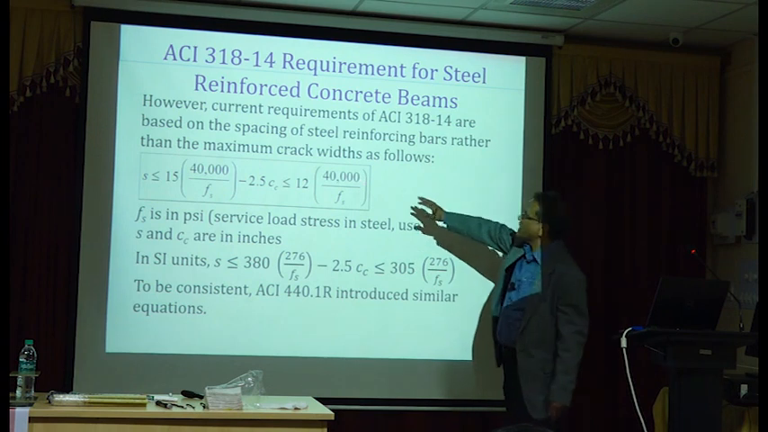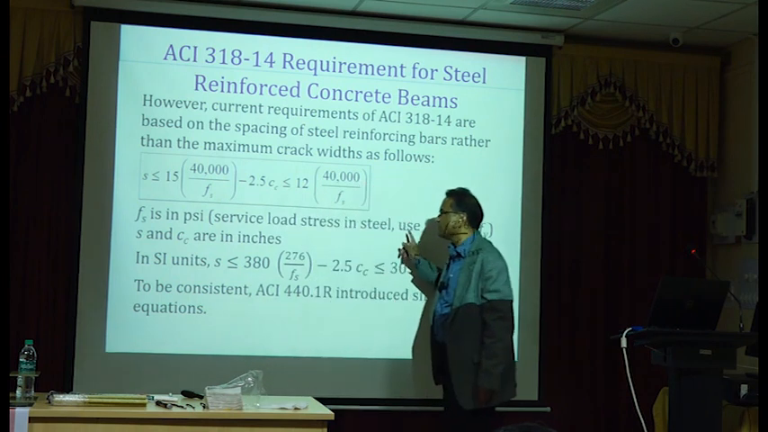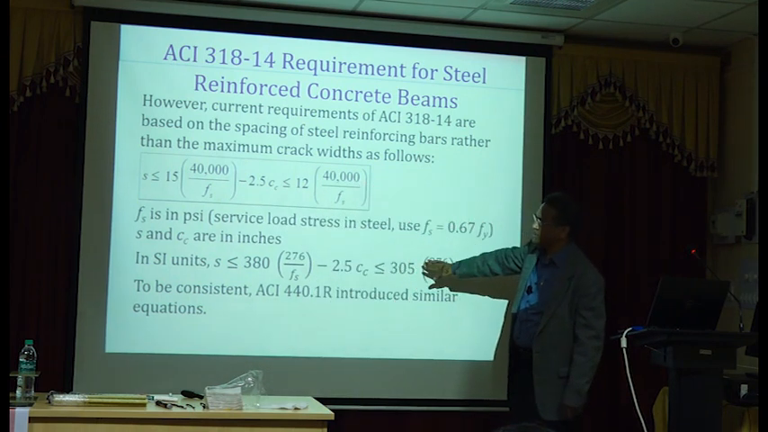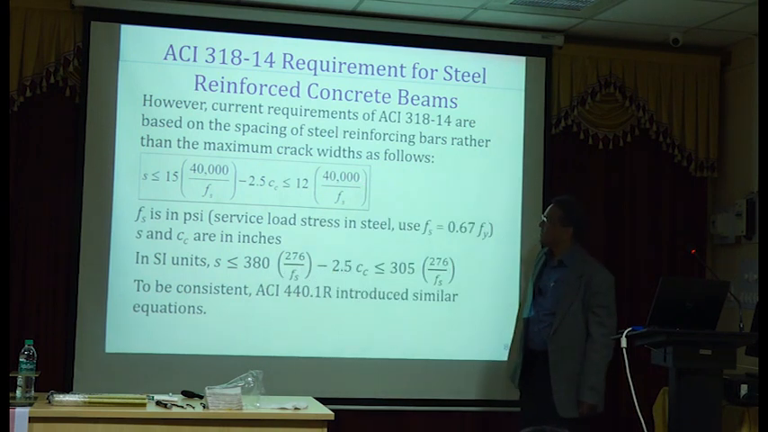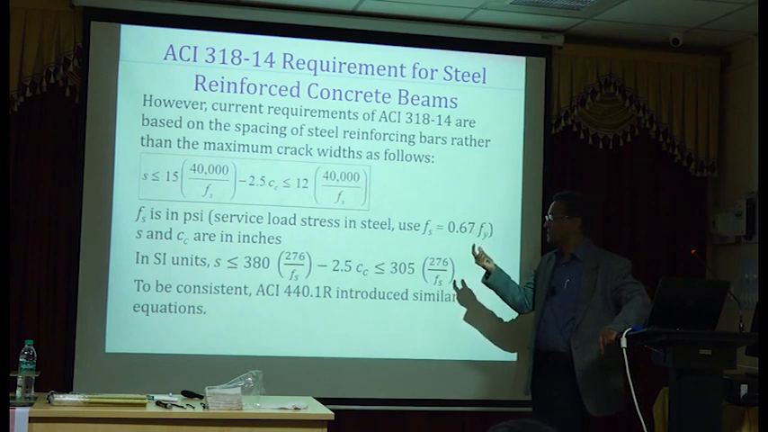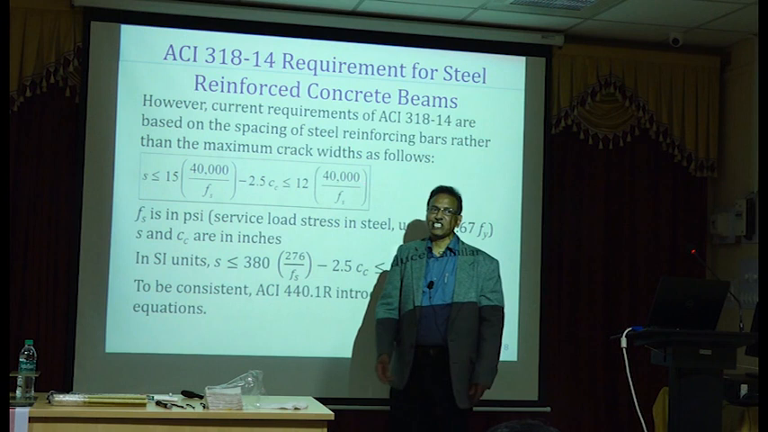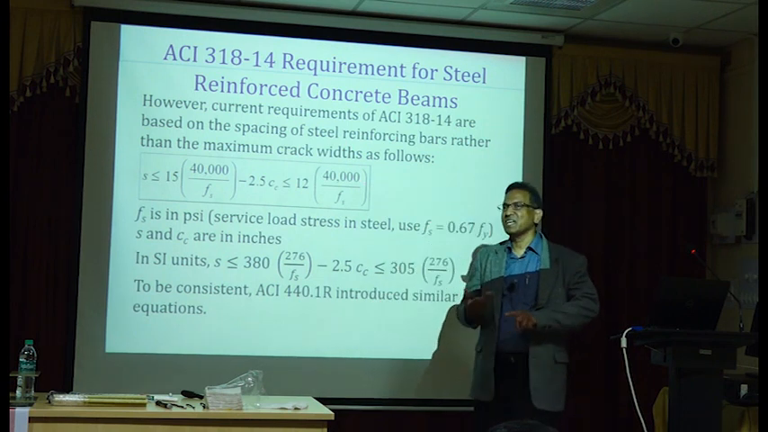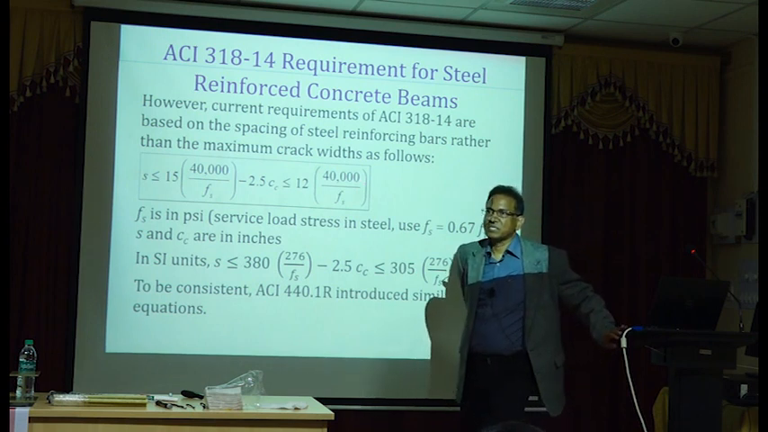But the actual equation in ACI is this equation here. Maximum spacing in SI units is this one here. It should be less than 380 times 276 over fs minus 2.5 cc. Cc is the concrete cover to the bars closest to the surface. Closest to the surface, that's what cc is. And fs is the service load stress in the bars, which is approximately what? What do you expect your service load stresses in bars to be?